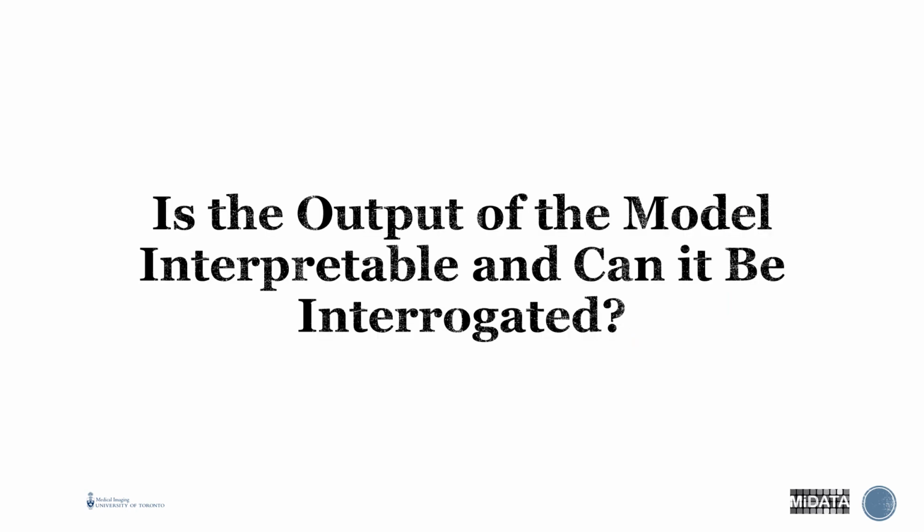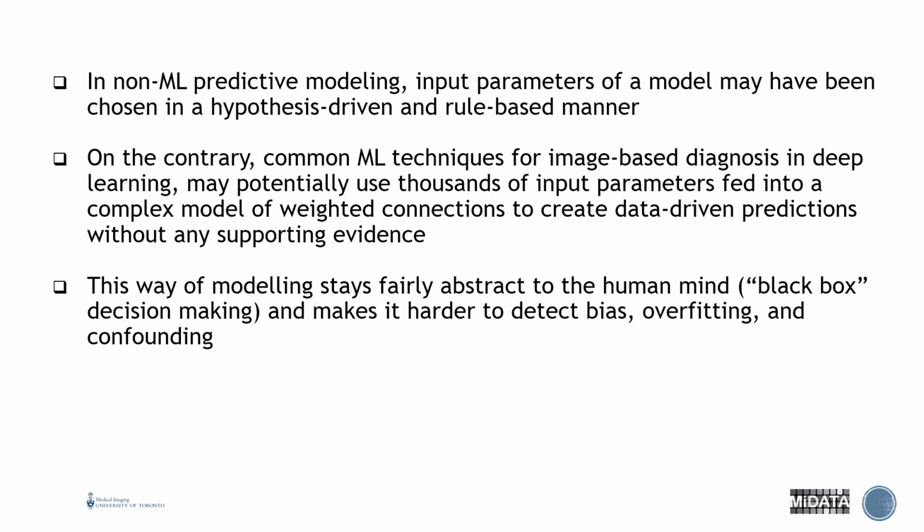Next question is whether the output of the model is interpretable and can it be interrogated. An interpretable model that can be interrogated is one where the input parameters have been chosen by a hypothesis-driven and rule-based methodology. In machine learning, we have the black box decision-making problem. And what it refers to is that very often we have thousands of input parameters that have been derived or chosen by a data-driven process in the machine learning algorithm. And because it is not hypothesis-driven and without supporting evidence, it is difficult to interpret or to interrogate such a model.